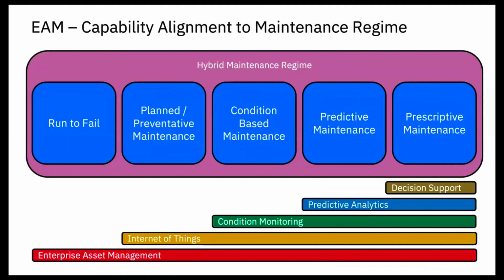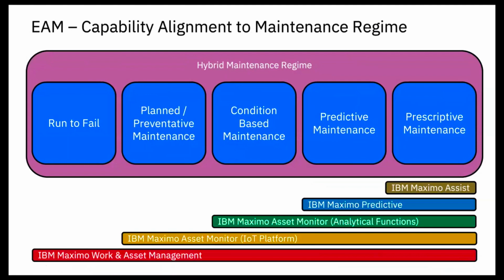Internet of Things. This is where it starts to come into play around planned and preventative and condition based, and again moves from left to right. Condition monitoring tools come along when we get to condition based. Predictive analytics. And then finally, some decision support tool to cover the prescriptive maintenance.